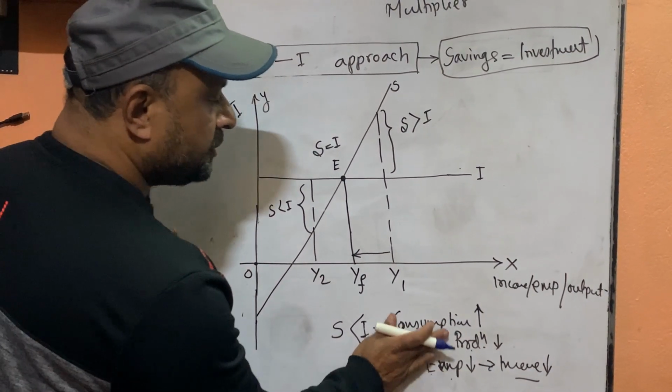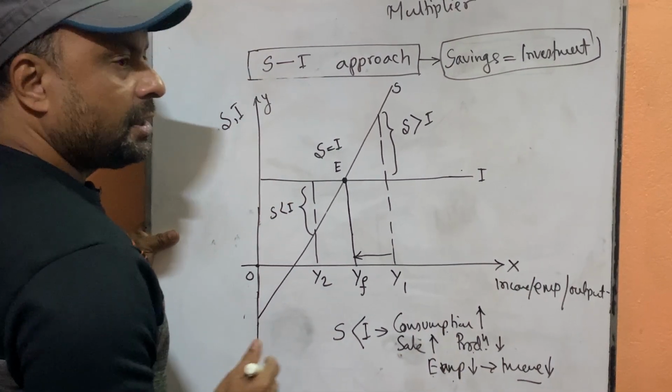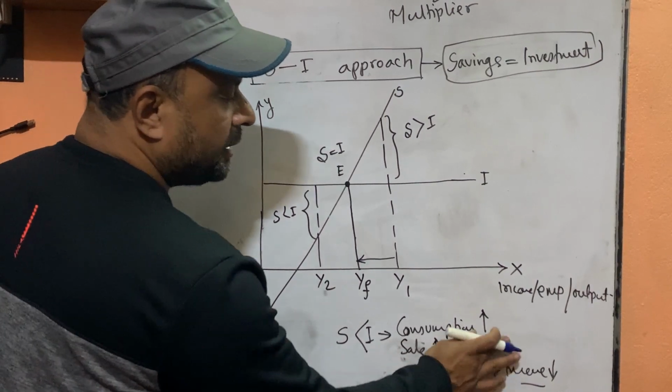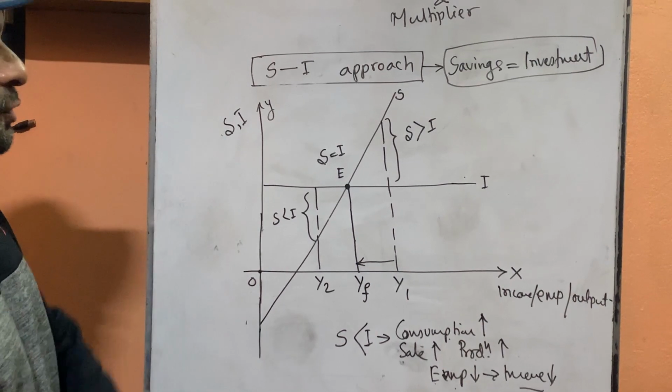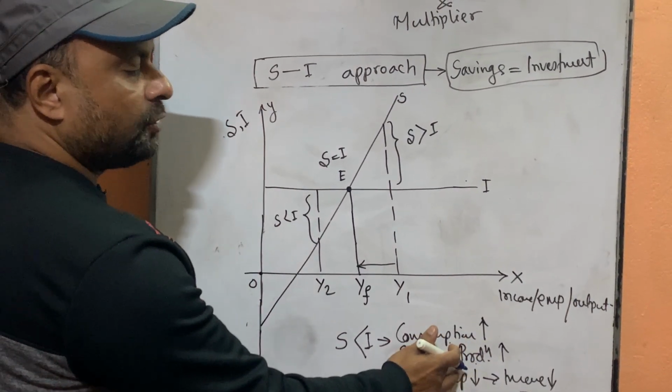Which means the producers' sale will increase. Consumers are purchasing more, which means producers can sell more. If they sell more, they will increase their production, because producers find that if I produce more goods, I can sell more goods in the market, because consumers are spending more money.